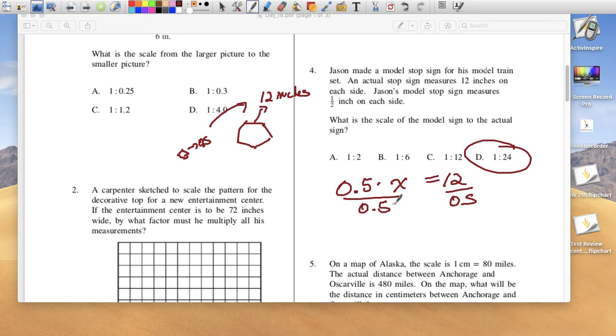So 12 divided by 0.5 is 24. Okay, so the multiplier here is 24.